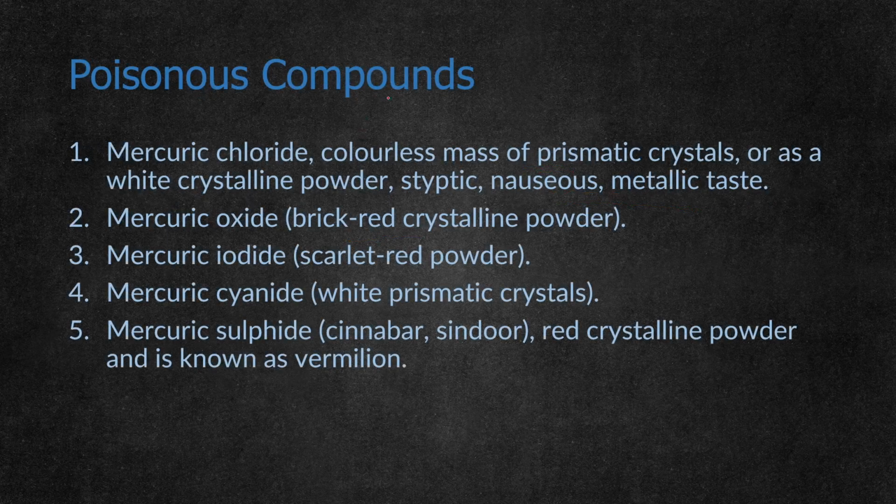Different poisonous compounds of mercury include mercuric chloride, which is a colorless mass of prismatic crystals or a white crystalline powder. It has an acrid, nauseous, and metallic taste. Then there's mercury oxide, which is a brick red crystalline powder. Mercury iodide, which is a scarlet red powder. Mercury cyanide, which is white prismatic crystals. Mercury sulfide, also known as cinnabar or sindoor, since it was used in the older days as sindoor by Indian Hindu women, is a red crystalline powder, also known as vermilion.